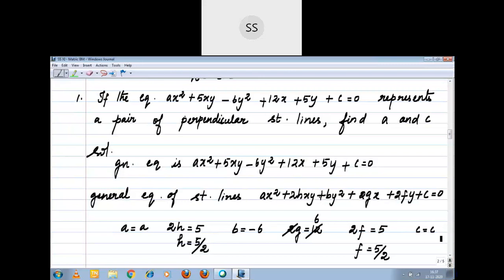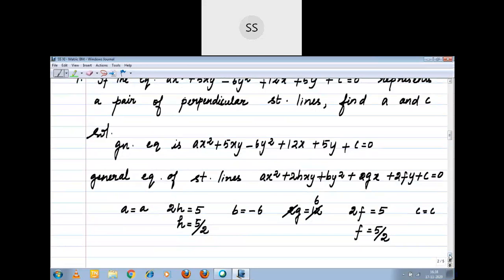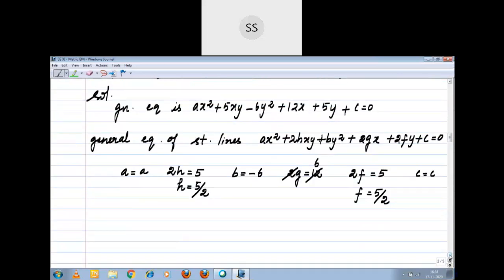Now, the condition for perpendicular straight lines. What I said: if the lines are perpendicular, the condition is a + b = 0. First, we took the general equation of the straight line. Next, using that, we found the values of a, h, b, g, f and c. Next, we pass on to the condition for perpendicular straight lines.